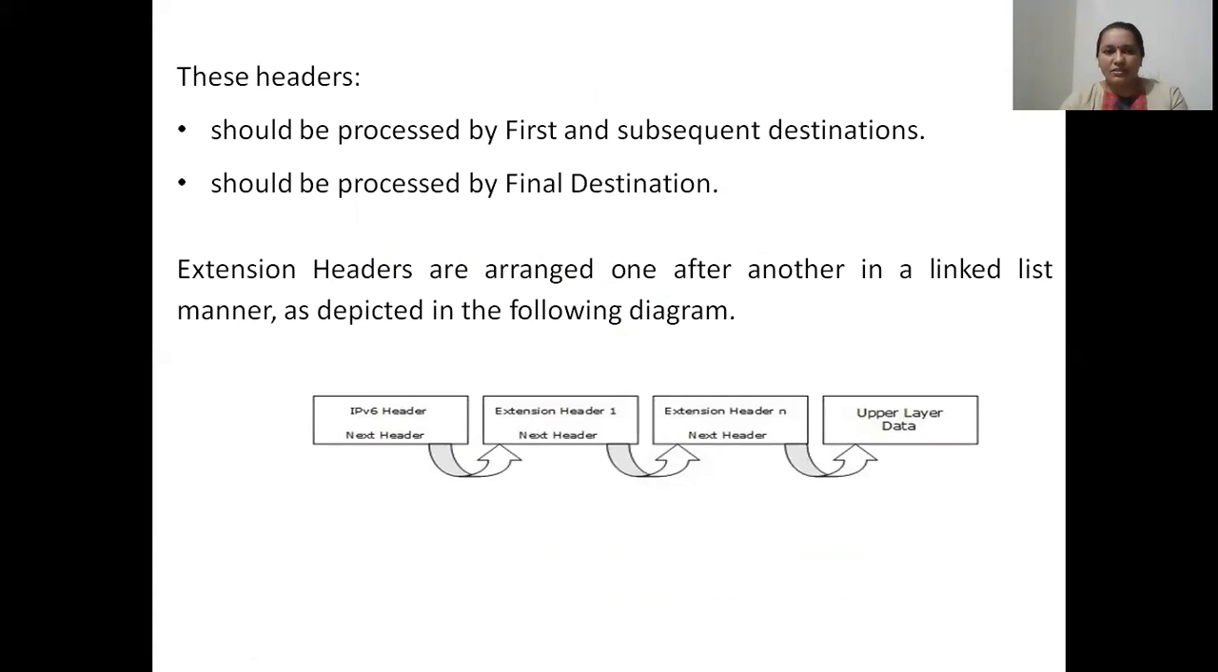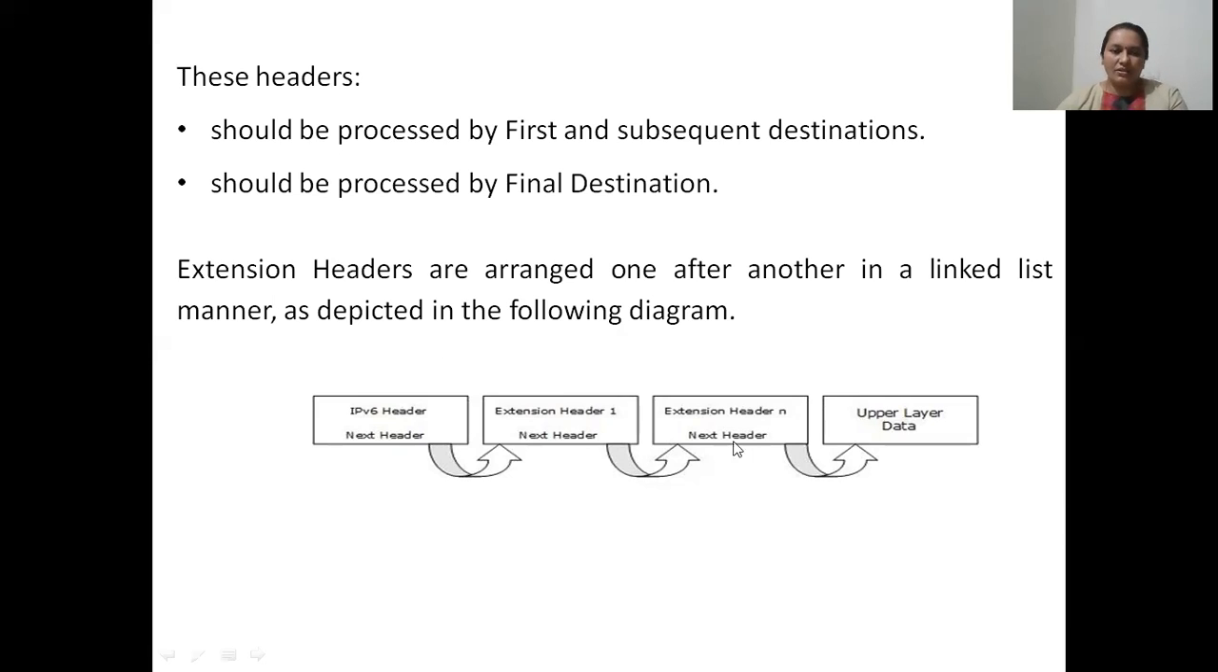The extension headers are processed by the first destination, subsequent destination, and final destination of the packet. We know about the originator of the packet and final destination of the packet. The first and subsequent destinations are the addresses of the nodes which come intermediate in the path between the source and destination node. The extension headers will be processed by the first and subsequent destinations and also the final destination.